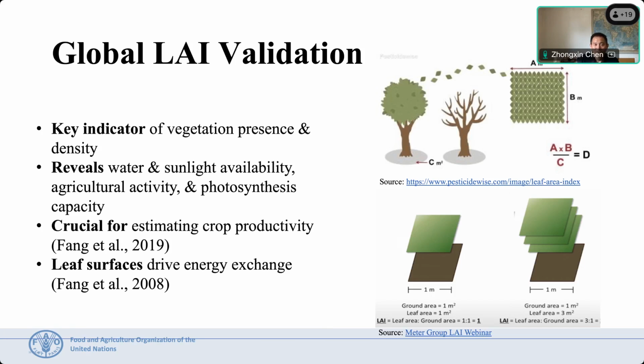But why is it useful? It is a key indicator for the vegetation presence and also vigor. It is very important for plant growth, crop production, and so on. But it's also very important for water, for energy balance, and so on. This is not only for agriculture, but also for other research studies. So this is a really essential fundamental parameter widely used in a lot of sectors, including agriculture.